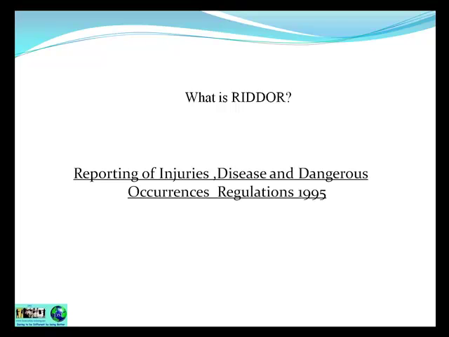The forms that must be completed under RIDDOR are forms F2508 and F2508A. The first one, F for Foxtrot 2508, that's for injuries and dangerous occurrences, and F, again for Foxtrot 2508A, is for diseases.